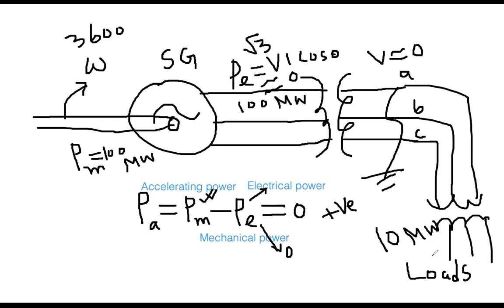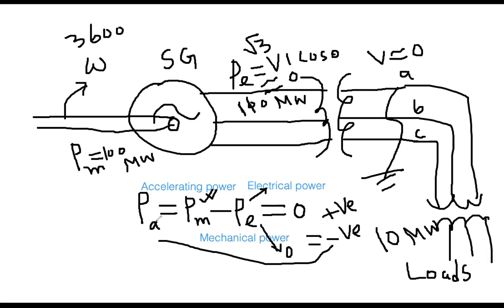What you did, you suddenly injected 10 megawatt load. Now your Pe got 110. So if it is 100 and here it is 110, what will be the result? You will be getting negative value. Whatever, I am just giving example 10, it could be a very high value. So if this is bigger than this one, you will be getting negative value. So then what does that mean? So your equation is Pa equal to Pm minus Pe. And then now you got Pa equal to negative. What does that mean? It will be decelerating power.